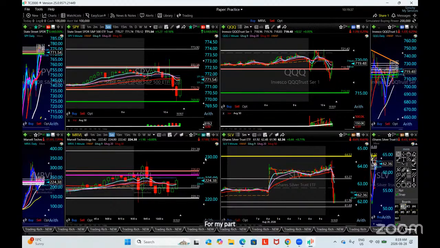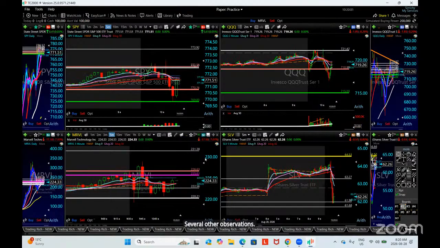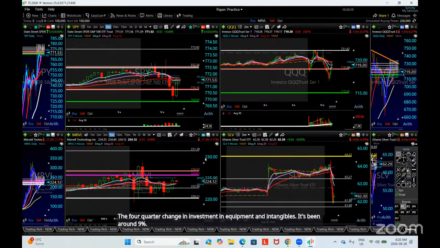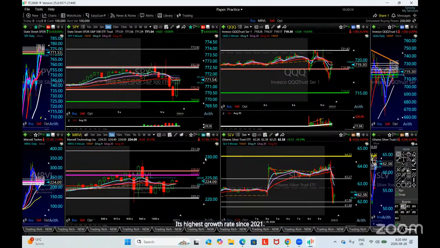For my part today, as we sit here, I'm impressed by the overall performance of the economy, which appears to have strengthened. One indicator of strength is how well an economy holds up under stress, how well it holds up under shocks. On that score, both Main Street and Wall Street have been remarkably resilient. Several other observations. Business CapEx is rising rapidly. The 4-quarter change in investment in equipment and intangibles has been around 9%, its highest growth rate since 2021. And more than half of the CapEx growth can likely be ascribed to the build-out related to AI.